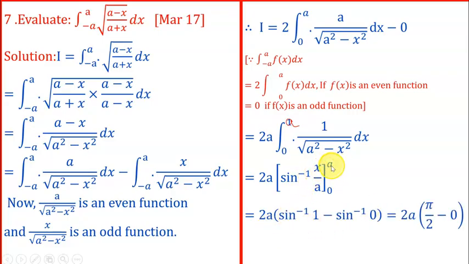of x is replaced by a, a upon a is 1, and x is replaced by 0, 0 upon a is 0. Sine inverse of 1 minus sine inverse of 0. Sine inverse of 1 is pi by 2 and sine inverse of 0 is 0. Okay. Therefore, 2 in bracket pi by 2. Here 2 gets cancelled. You will get here pi into a, and this is the answer. Okay. Now, next question.